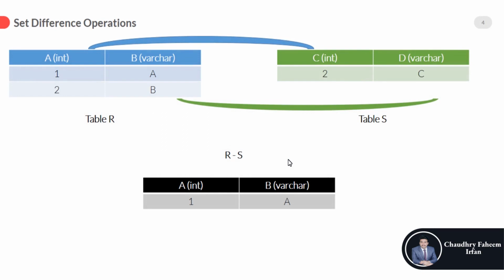Look at the example, relations R and S. After applying the set difference operation, the result is here. Only one record is available in R minus S according to the set difference operation.